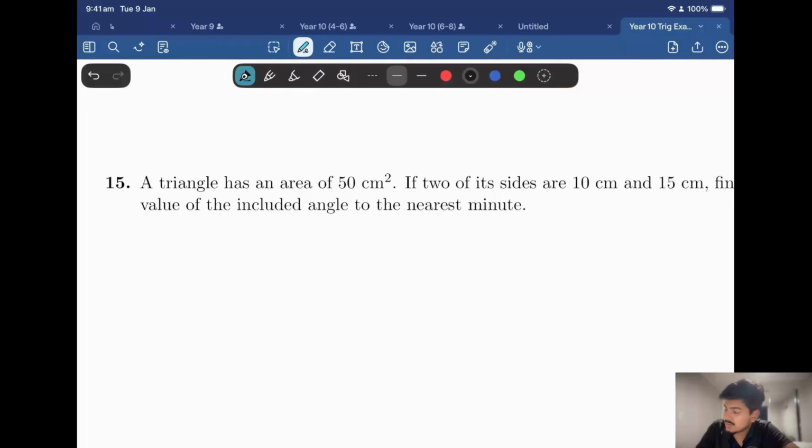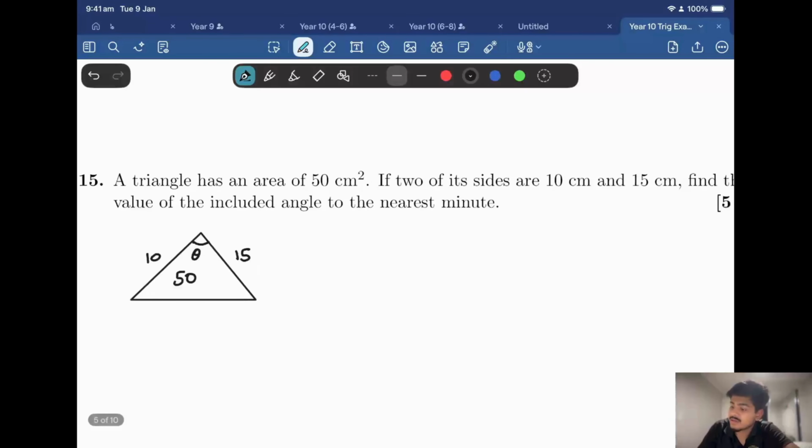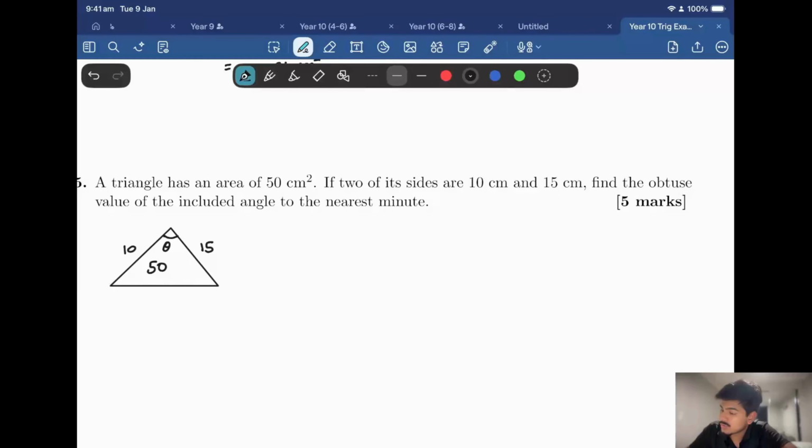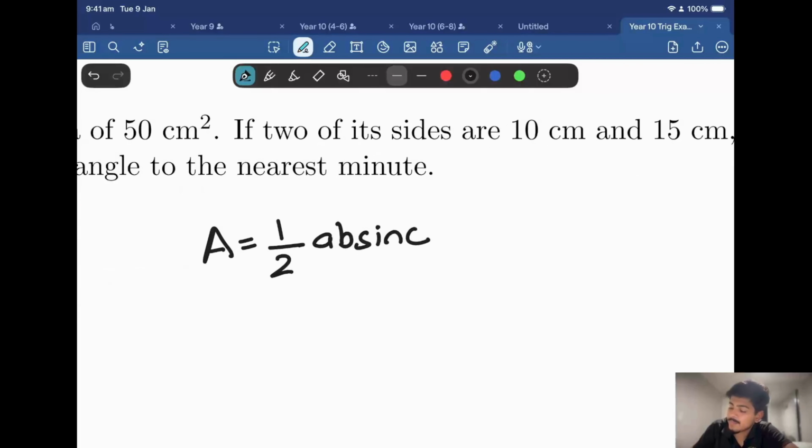Let's just draw a triangle. Two of its sides are 10 and 15, and the area is 50. We need to find this angle theta. Remember, it is an obtuse value, so it's an obtuse angle. We need to be careful of that. So our area is half ab sine C. Area was 50, 1 over 2 times a, which is 10, b, which is 15, times sine C.